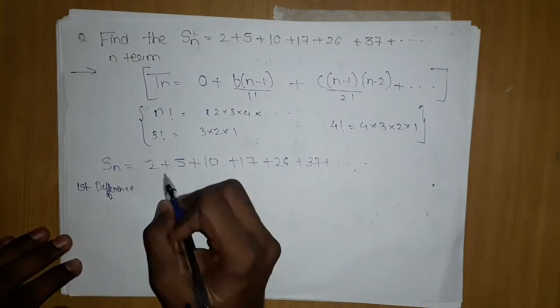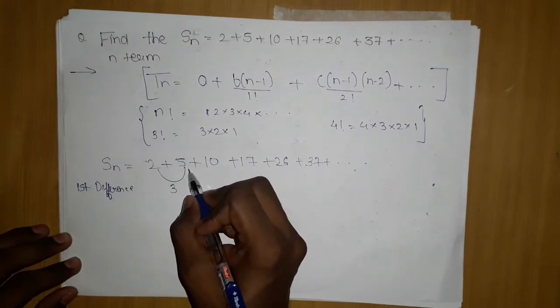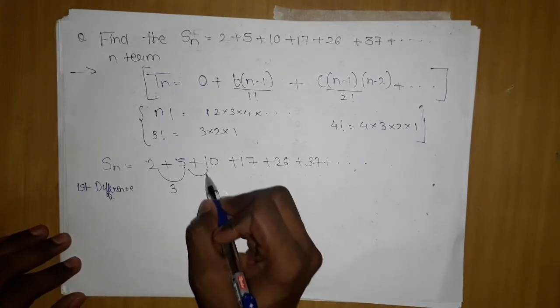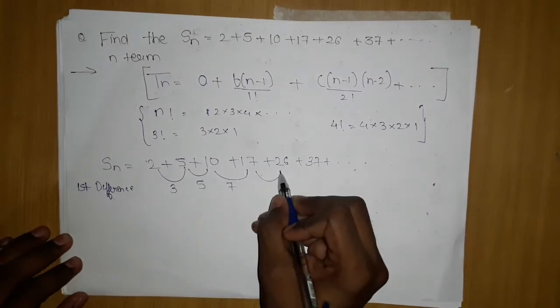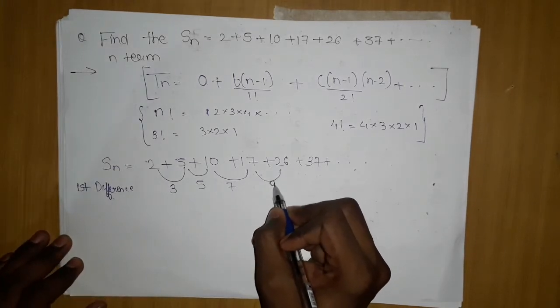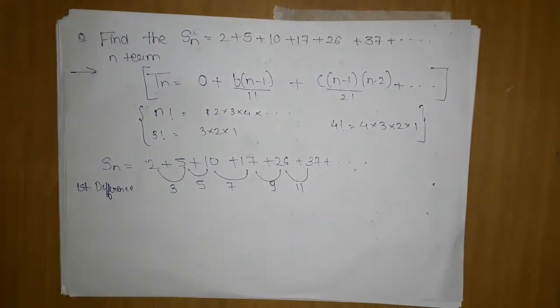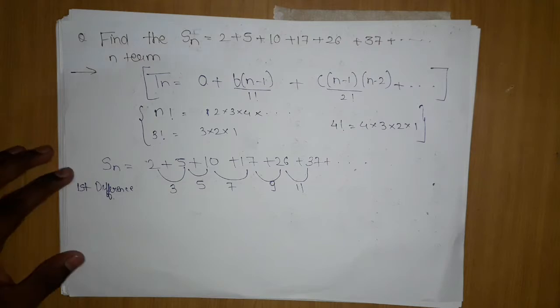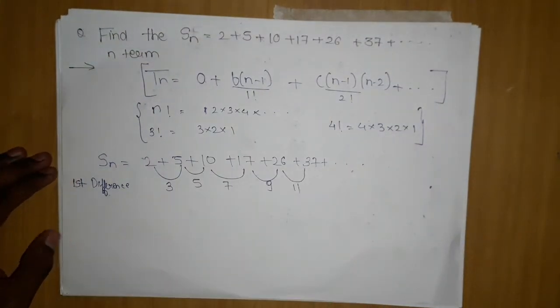Okay, first difference. The difference of these two is 3. Do the difference of these two, 5. The difference of this, 7. The difference of this, 9, and the difference of this is 11. So we got our first differences. Keep doing it until you don't get a constant difference.